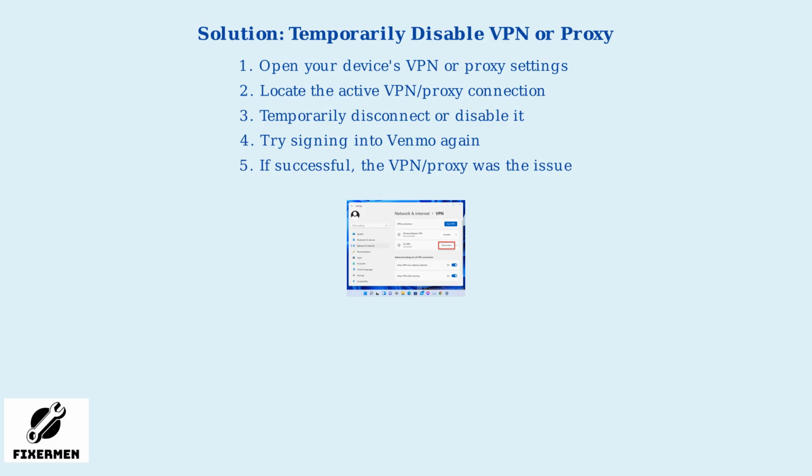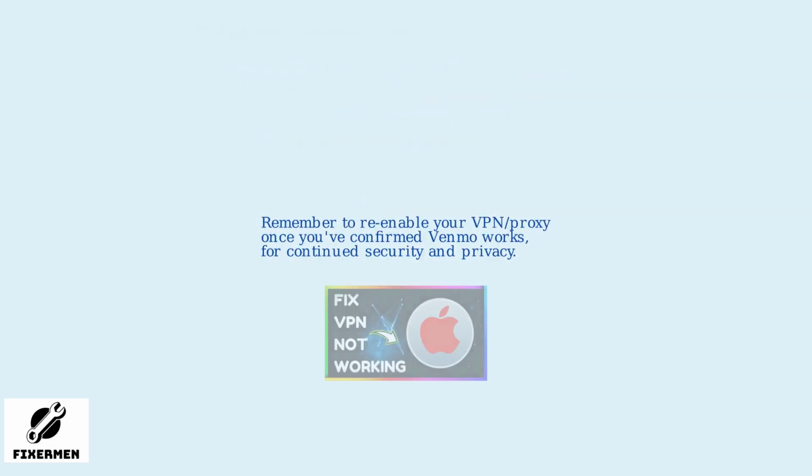If the sign-in works, you'll know the VPN or proxy was causing the interference. After testing, remember to re-enable your VPN or proxy for security. If error 310 persists after disabling, try other solutions.